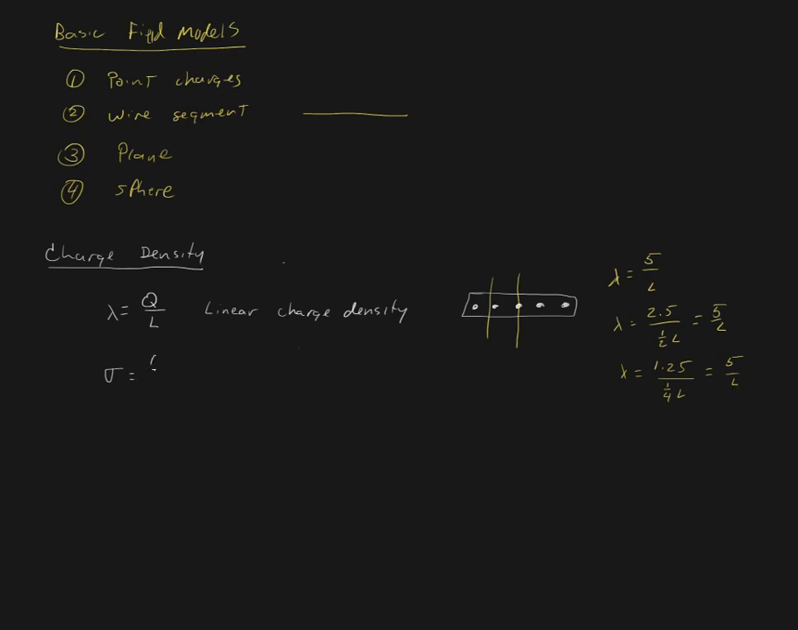And sigma is going to be our surface charge density, and that's equal to Q over A. So I take all these charges and I just spread them out over a surface. And again, it's uniform. So no matter how big the chunk is, and no matter where I take the chunk from, I'm always going to have the same density.